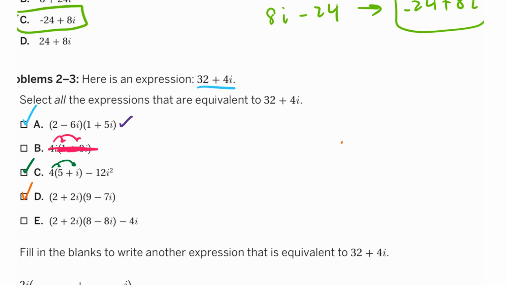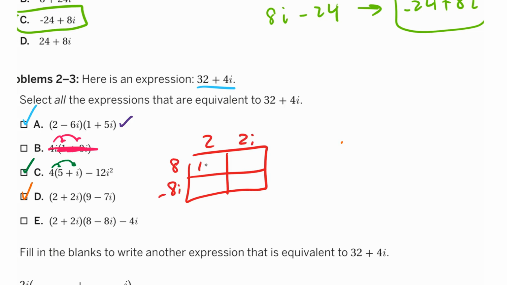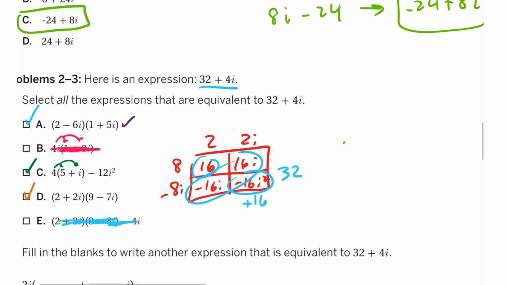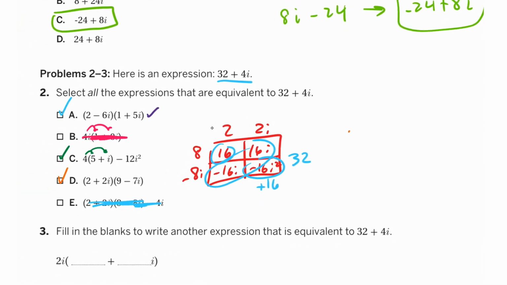And last but not least, going through I here, I'm going to start with the box, and then I'm going to subtract 4i when I'm done. So 2i, 8, -8i, 16, 16i, -16i, -16i squared. When I add all those together, first I'm going to make this +16. So when I add these, I get 32. When I add these together, I get 0, which is just 32, which means that this is not equivalent. So our answers for number 2 are A, C, and D.